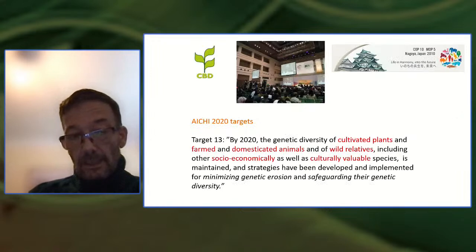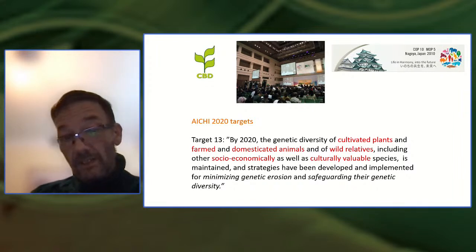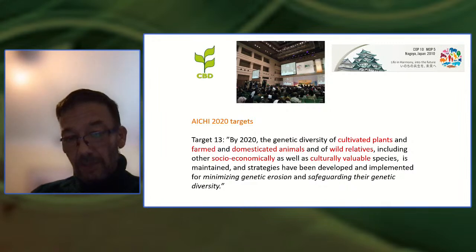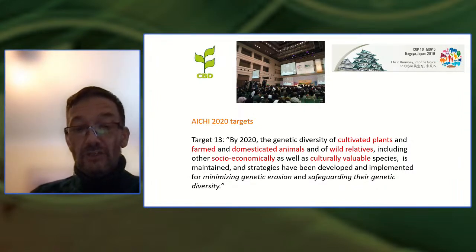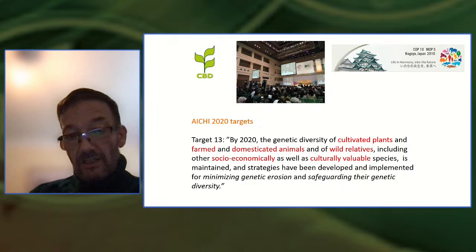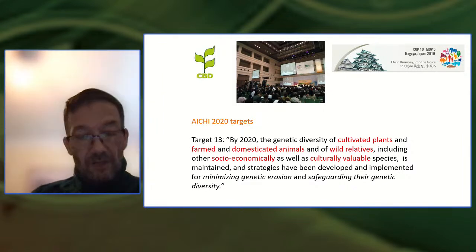Next slide. And really the main reason for that was that, somewhat contrary to our expectations, the Aichi 2020 targets that came out of the CBD meeting in Japan in 2010 contained an explicit genetic target for the first time. And that basically stated that by 2020, the genetic diversity of cultivated plants, farmed and domesticated animals, their wild relatives, but, and here's quite an important but, including socioeconomically and culturally valuable species, would be maintained and strategies developed and implemented for minimizing genetic erosion and safeguarding genetic diversity. So that was a real surprise to see that. Probably came as a result of Linda's paper in 2010.